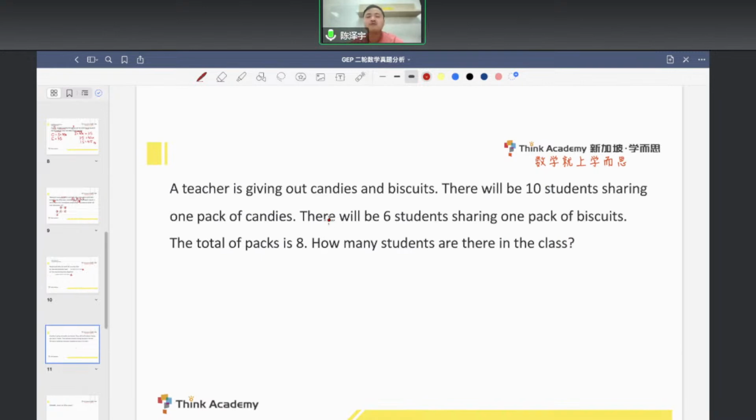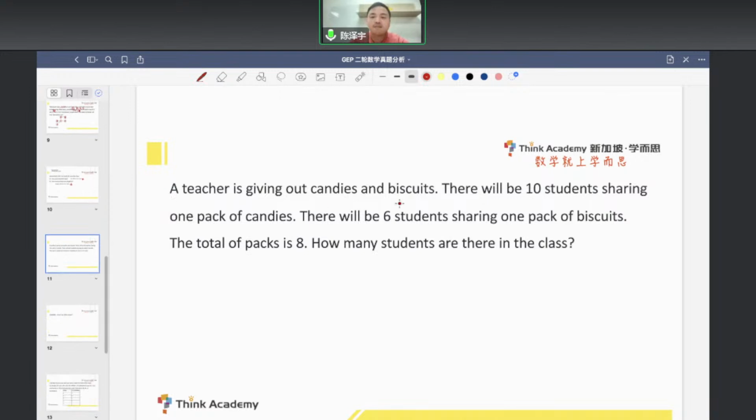Okay. Let's move on to the next question. A teacher is giving out candies and biscuits, and 10 students will share one pack of candies, and 6 students will share one pack of biscuits, and the total number of packs is 8 candies and 8 biscuits. I want to find out how many students are there in the class. This question tests you on common multiples.